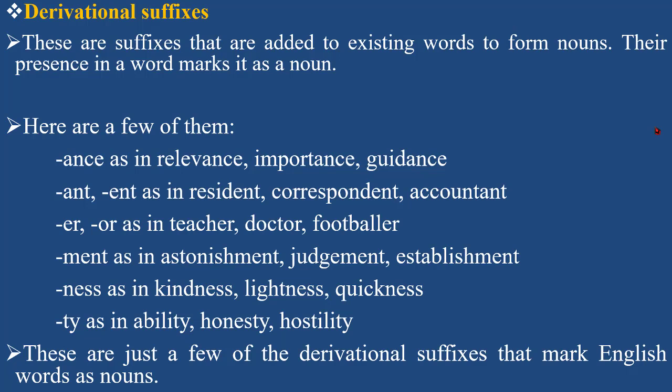And then we have -er or -or, as in teacher, doctor, footballer; -ment, as in astonishment, judgment, establishment; -ness, as in kindness, lightness, quickness; and -ty, as in ability, honesty, and hostility. Okay, hostility. So these are just a few of the derivational suffixes that mark English words as nouns.